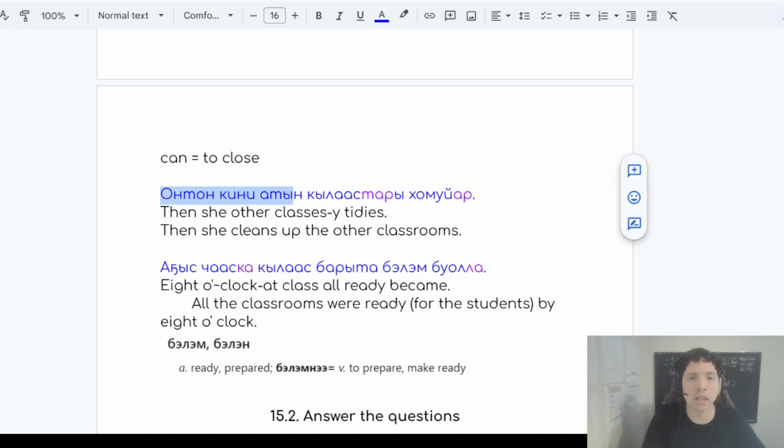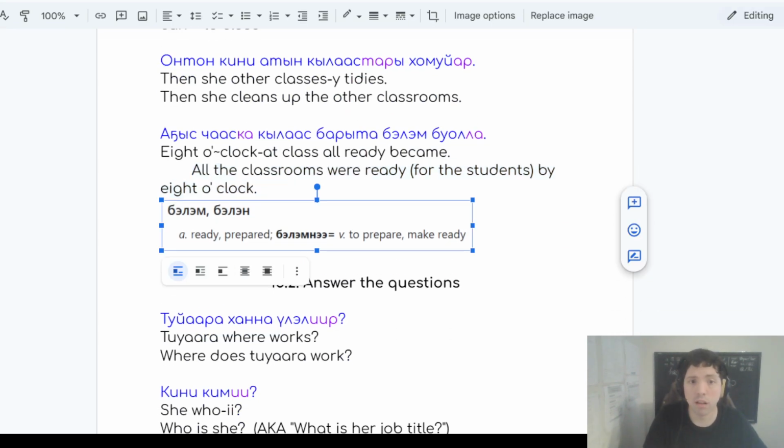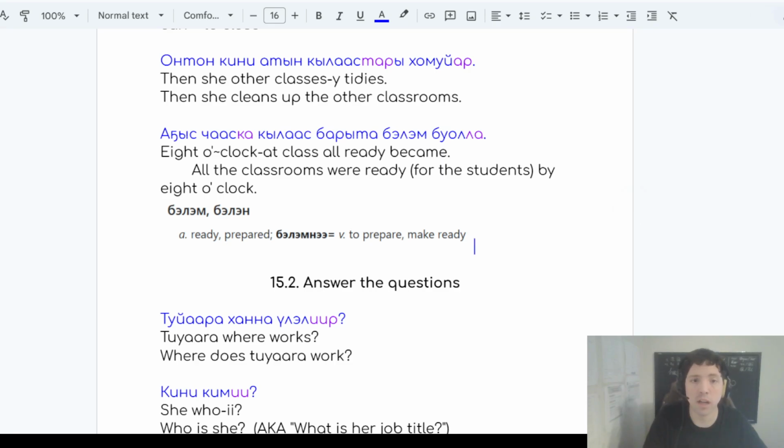Onton kini atun kalastare homuyar. Then she, other classes, tidies. Then she cleans up the other classrooms. Agas chaska kalas barata belem buala. 8 o'clock at, so chas means o'clock. Class all ready became. All the classrooms were ready for the students by 8 o'clock. Belem, you could also say belen in some cases. We also have there the verb belemne, to prepare or to make ready.